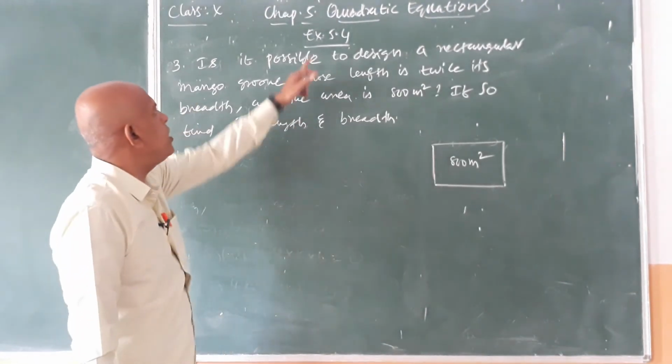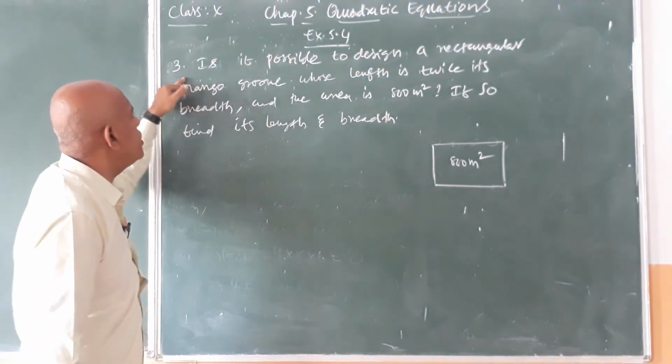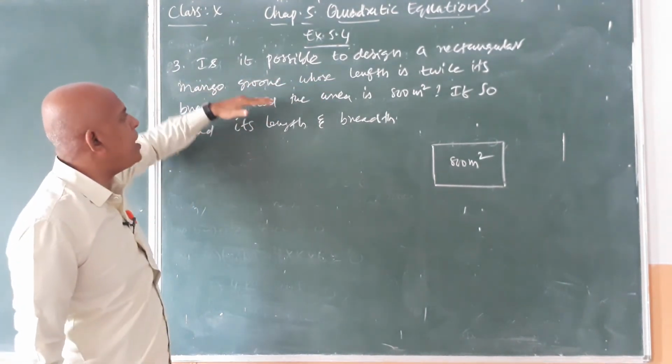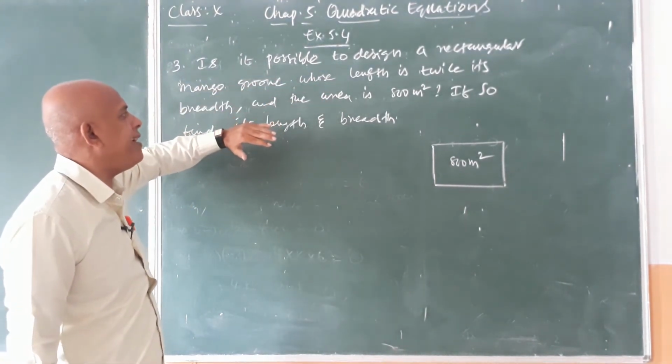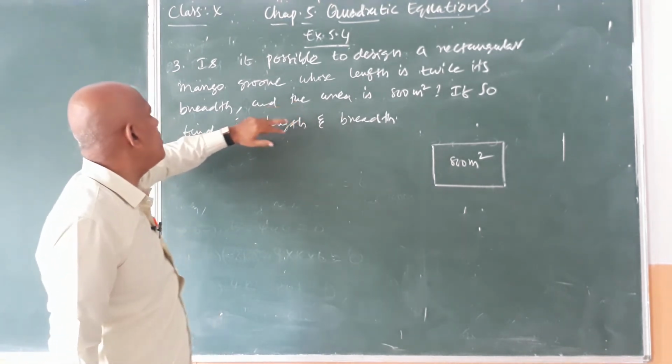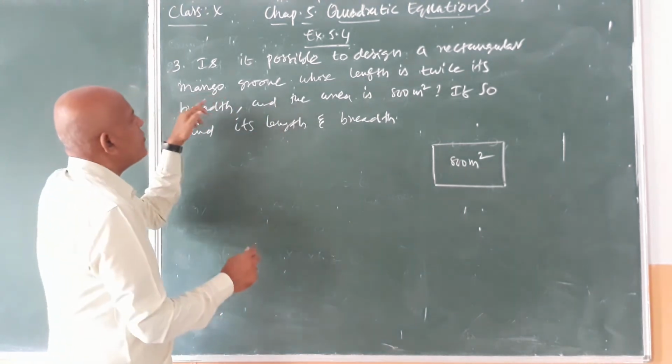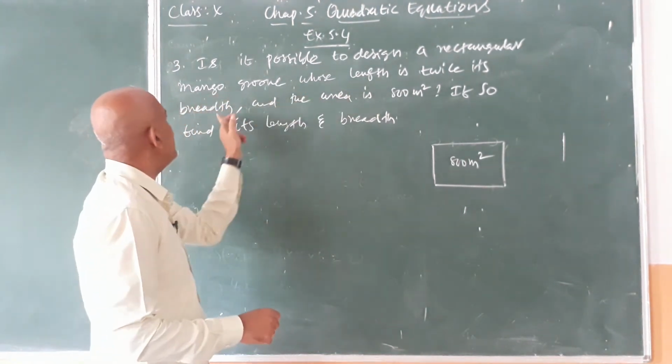Okay, we move to the next problem, exercise 5.4, third problem, a word problem. Is it possible to design a rectangular mango grove? This is an application problem. We are applying the quadratic formula for the quadratic equation. A mango grove is a group of mango trees, whose length is twice its breadth.